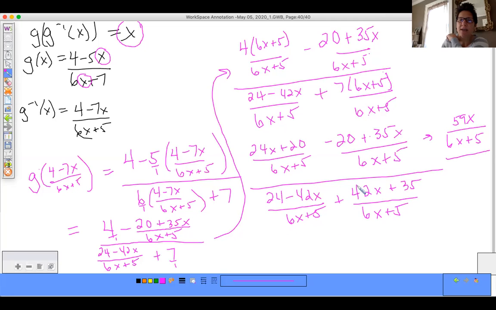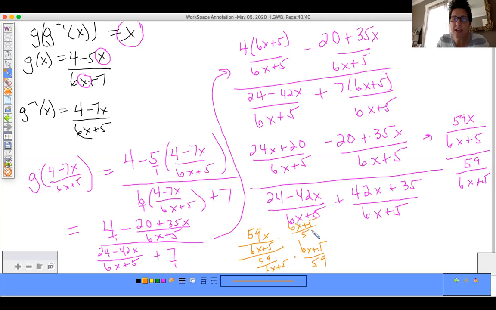And then let's take a look at this guy down here. If you notice, your 42x's are going to cancel out, and you are left with a 59 divided by 6x plus 5. So the magic is happening now. If you look at this, and I'm going to change the color to orange, we have 59x over 6x plus 5 over 59 divided by 6x plus 5. So if we multiply the top and the bottom by the reciprocal, 6x plus 5 over 59, because again, this is all 1, everything down here cancels out to 1. And then if I look at my numerator, the 6x plus 5's cancel. I'm left with 59x over 59, which is, dun, dun, dun, it's x.